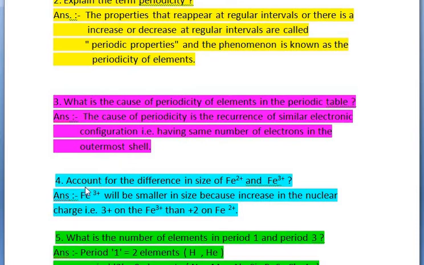Okay, now moving on to question number 4: account for the difference in the size of Fe2+ and Fe3+. There is a correction, as I provided in this assignment. No charges are given on these Fe metals, so please make this correction here. This is Fe2+ and this one is Fe3+.